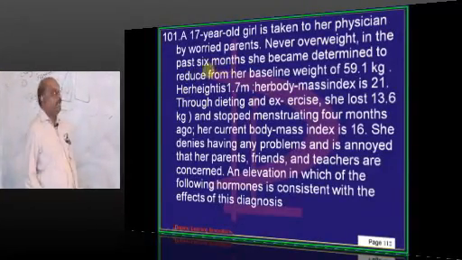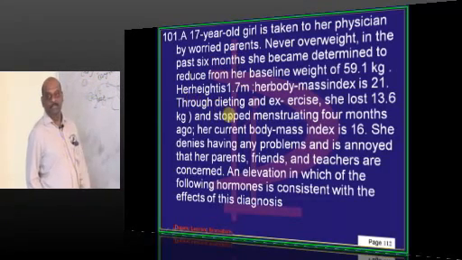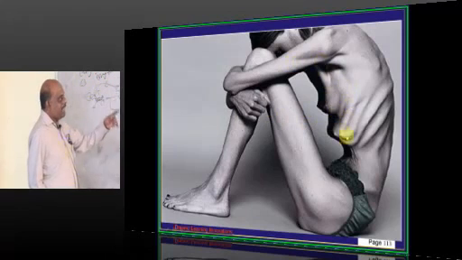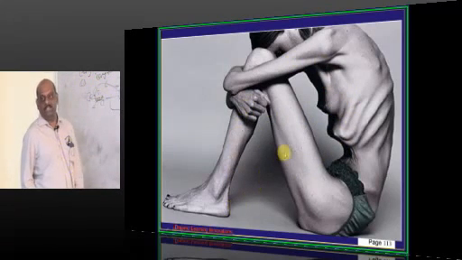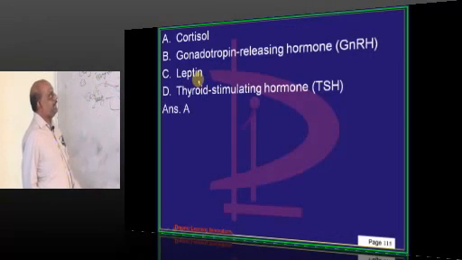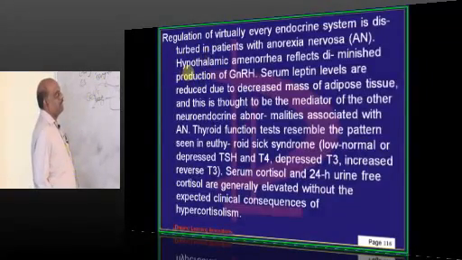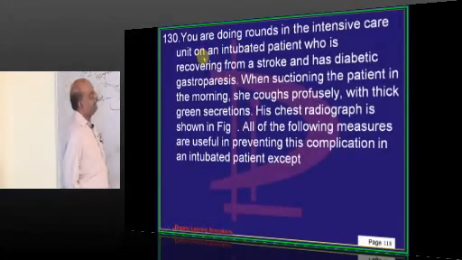A 17-year-old girl, never overweight, in the past 6 months determined to reduce her weight. What is this classical appearance of? Anorexia nervosa. In anorexia nervosa, what happens? Which hormone basically will elevate? Cortisol levels fundamentally elevate, is what you need to remember.